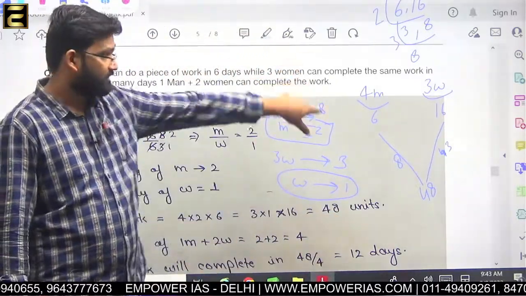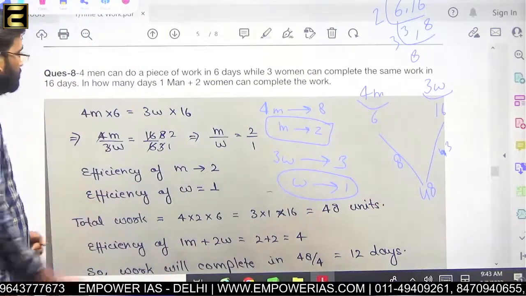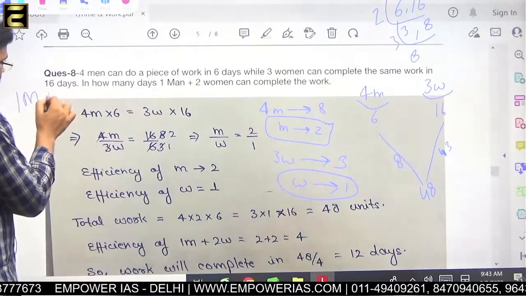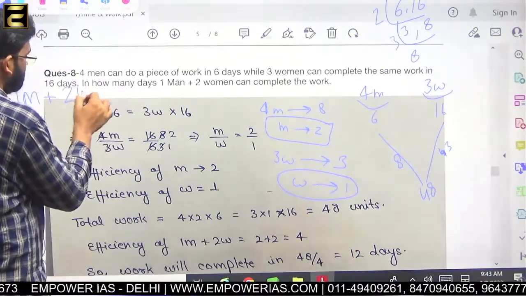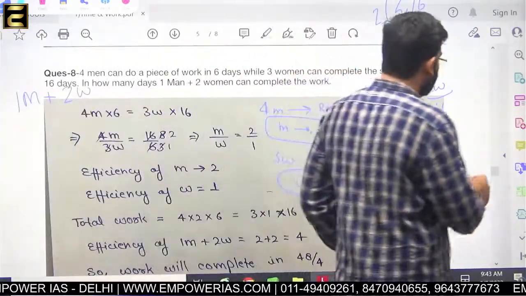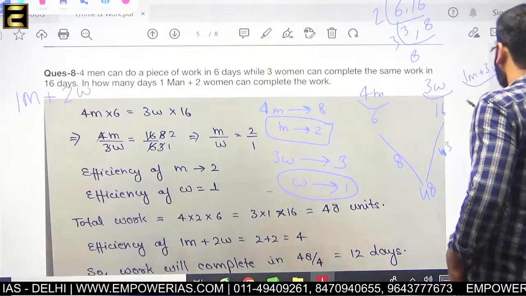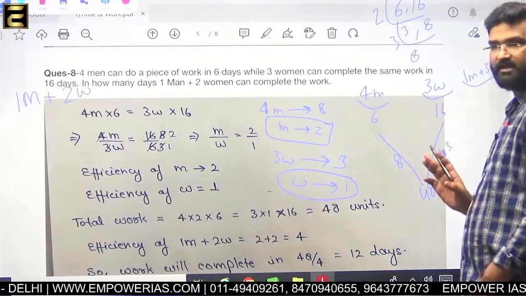Now the third group has been asked. So what is the composition of the third group? 1 man plus 2 women. Okay, so what we will do? We will compose the third group, 1 man plus 2 women. How much time are they going to take? This we have to calculate.